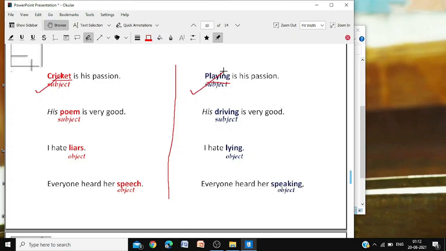His poem is very good. Poem is the subject. His poem. His driving is very good. By comparison, driving is the subject. I hate liars. Object. I hate lying. So by comparison, this must be the object. Everyone heard her speech. We have got the object. Everyone heard her speaking. So this must also be the object. So we can find that the gerund can be subject or object of a verb.